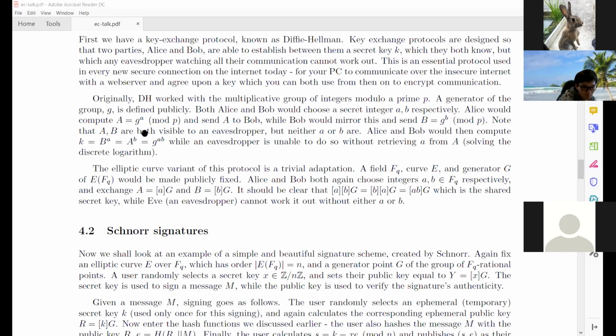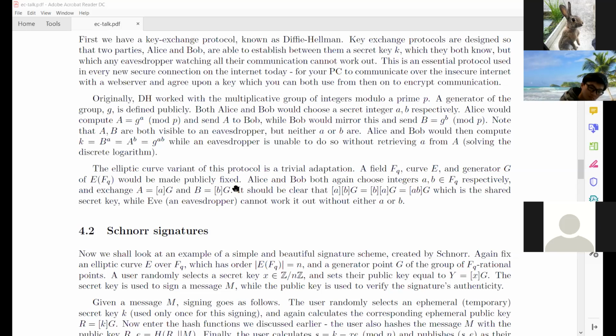So here, instead of the power, we write the curve operations in additive notation. And so this is just that scalar multiplication we saw earlier, this repeated point addition. So G plus G plus G plus G, A times. And that gives you capital A, which is another point on the curve. And B does the same, and you swap them, and then obviously this all commutes nicely, and they can again work out this shared point AB times G, while an attacker again shouldn't be able to do that.